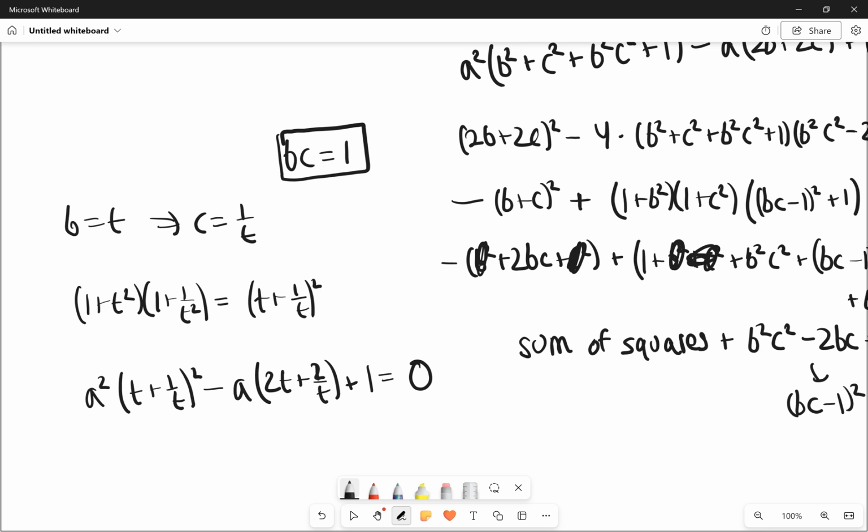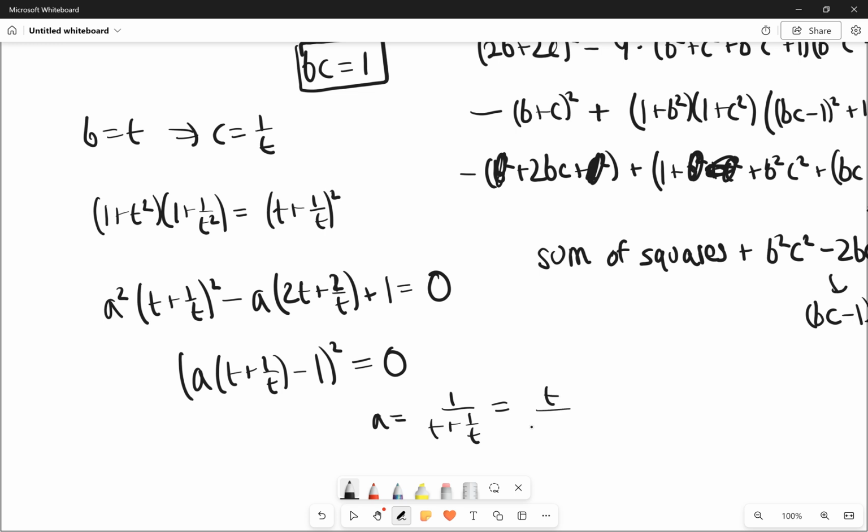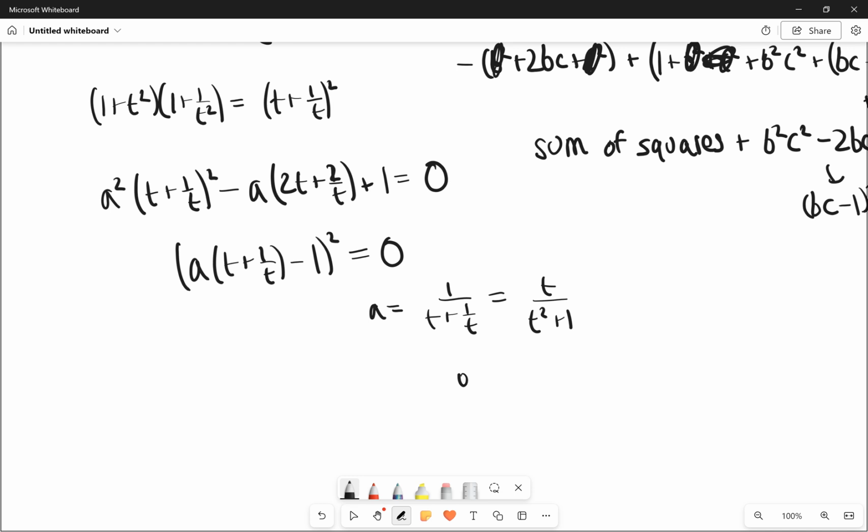Now, since this is a quadratic equation with exactly one real root, this should factorize as a perfect square. And indeed it does, because it's just (a times (t plus 1 over t) minus 1) all squared is equal to 0. Therefore, solving for a, we get a is equal to 1 over (t plus 1 over t), which is equal to t over t squared plus 1. And then we also have b is equal to t as before, and c is equal to 1 over t.